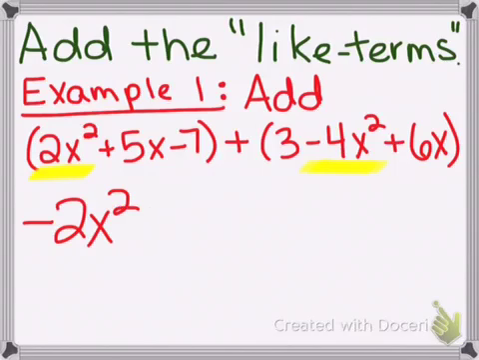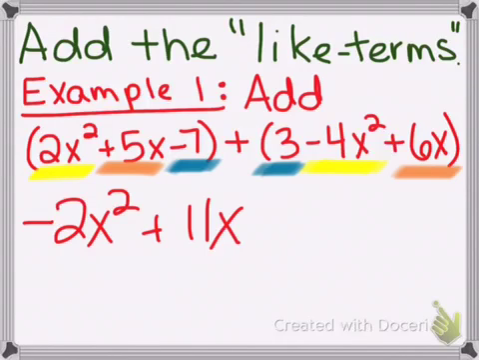Then I'm going to look for the x terms. So I have 5 and 6. So adding those together, I'm going to get 11x. And then I have the negative 7 and the positive 3. And together, that will give us negative 4. So we're just looking for like terms and adding them together.